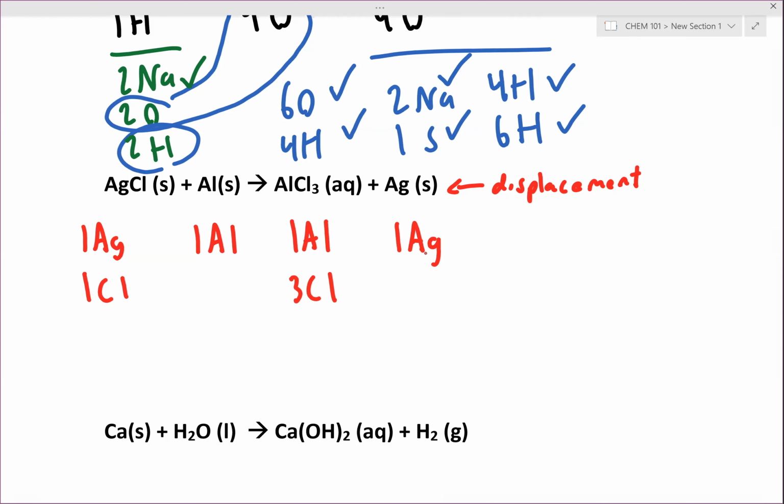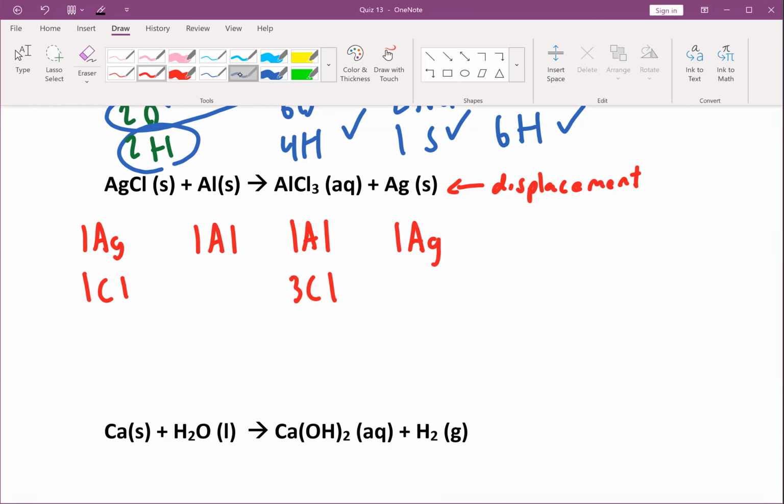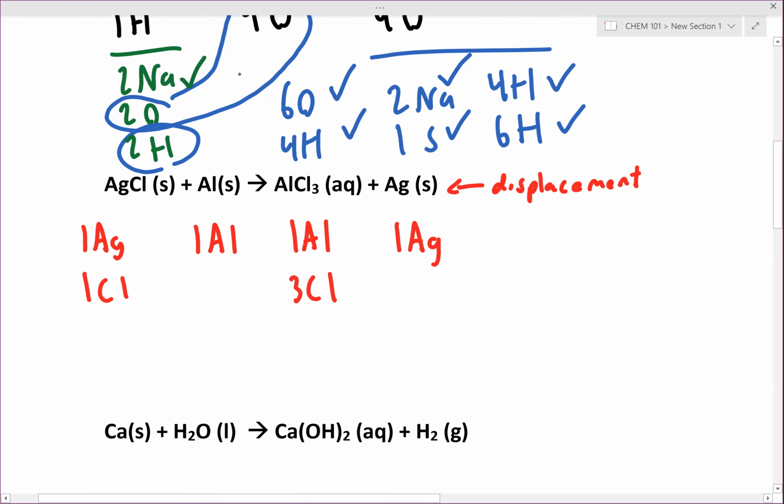Let's focus on balancing an element that pops up in the least number of compounds. So what element currently is unbalanced that shows up in the least number of compounds? Chlorine, exactly. So on the right, we have 3 chlorines. On the left, we have 1. So my question to all of you is, what times 1 would give us the magical number 3 chlorines? 3, exactly. So we plug in a coefficient of 3.